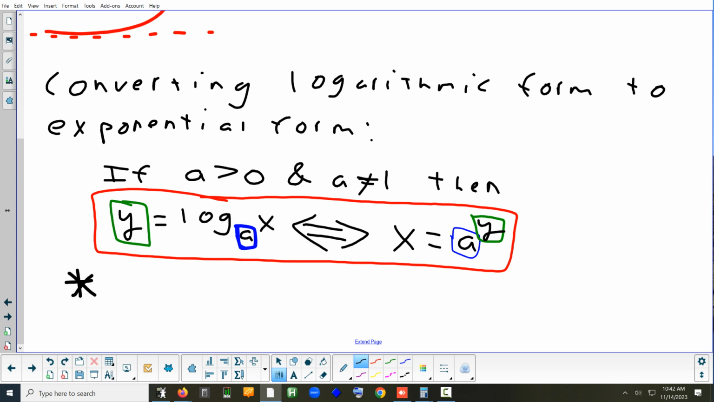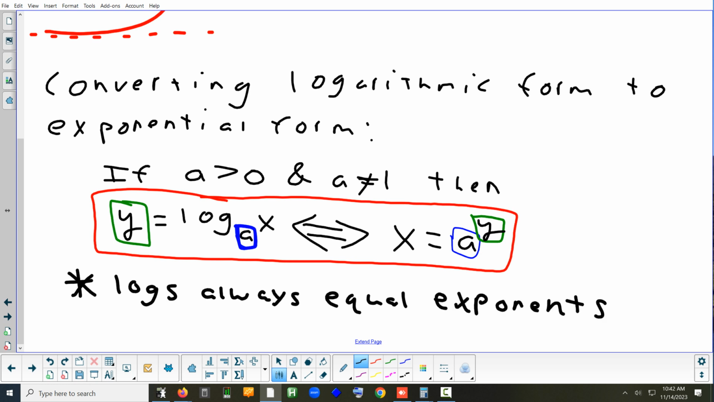Okay, the second thing is I'm going to write this down. Logs always equal exponents. Logarithms always equal the exponent. That's what a logarithm is. It's used to find an exponent. So in this case, the logarithm equals the exponent. Whatever the logarithm equals, that's the exponent. So in this case, it equals y. So y becomes the exponent. Okay, so remember that. Logarithms always equal exponents. And then the only thing that's left is this. What did I call that? I had a name for that. That was the thing you're taking the log of. Yep. That's called the argument.